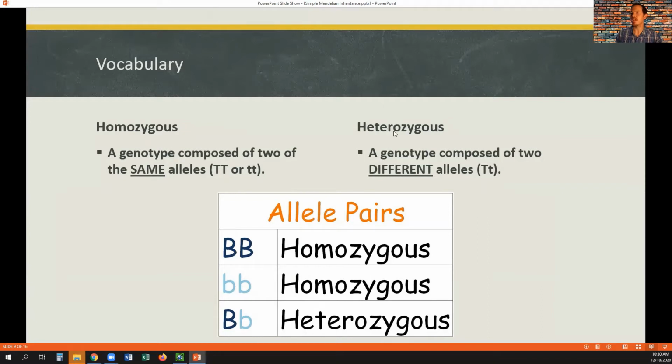Up next, we have heterozygous. Hetero is a prefix that means different. So a genotype composed of two different alleles. So they have a dominant and a recessive allele.